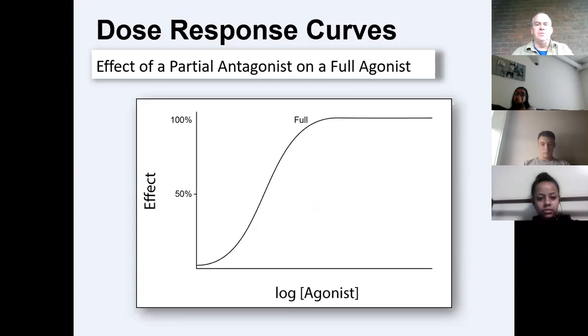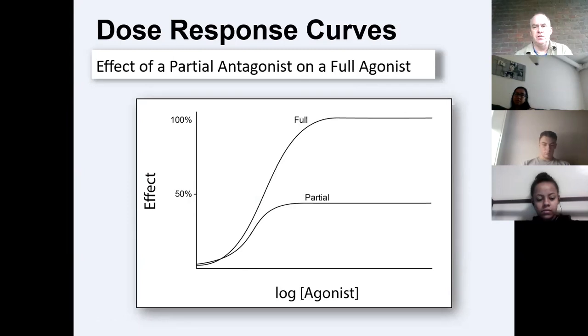Okay. So here's your full agonist, right? So this is one experiment. You're just doing your dose response curve with your full agonist. Second experiment, you're doing your dose response with your partial agonist. Now you compare the two, looks like the partial agonist maybe has a higher affinity than the full agonist, right? The partial agonist affinity is here, full agonist affinity is here. So partial is a little more high affinity than the full.